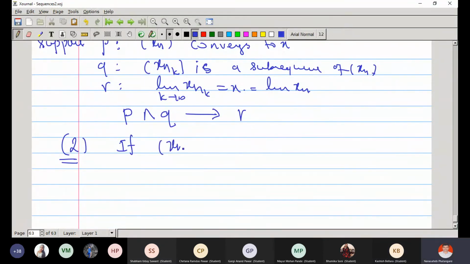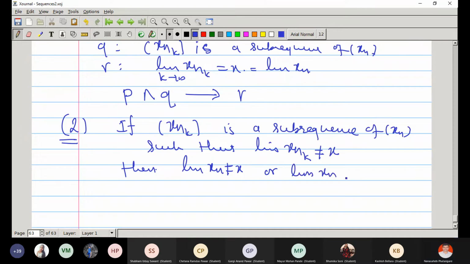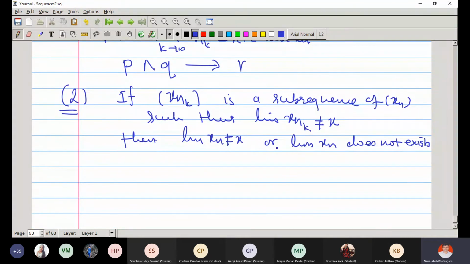If x_{n_k} is a subsequence of x_n such that the limit of x_{n_k} is not x, then certainly, what you can say is, there are two possibilities. What are the two possibilities? Either the limit of x_n is not x, or the limit of x_n does not exist. If there is a subsequence which does not converge to x, either the limit is not x or x_n does not converge.